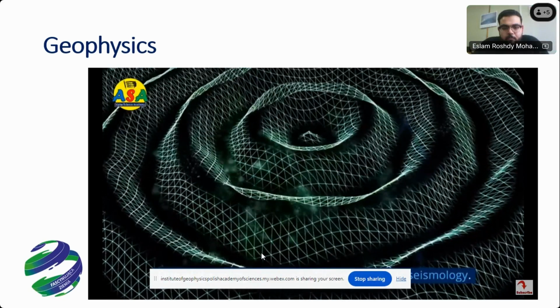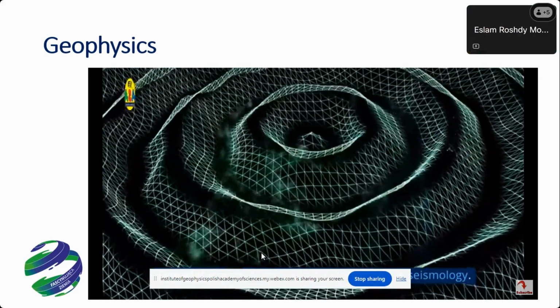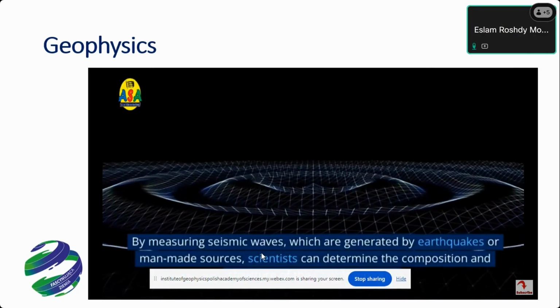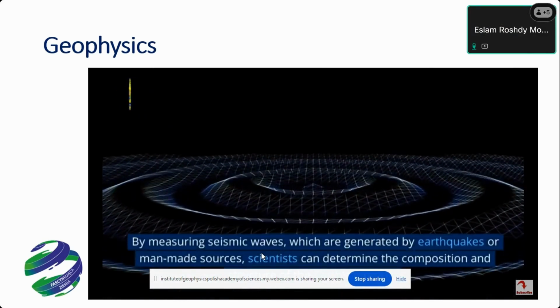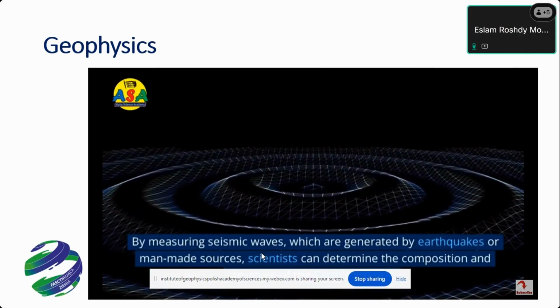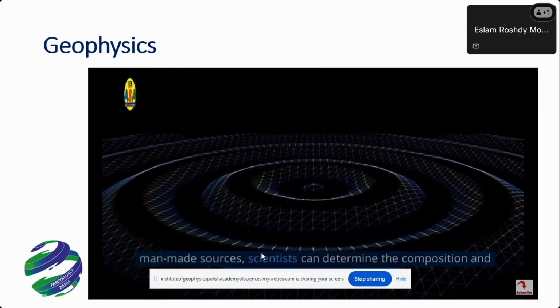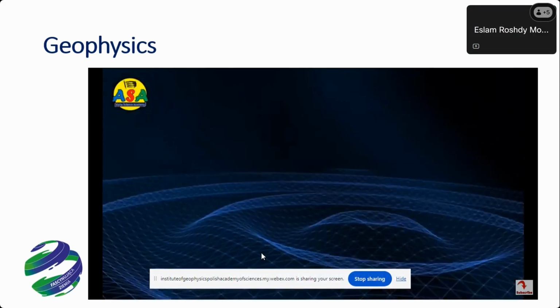One of the primary tools used in geophysics is seismology. By measuring seismic waves, which are generated by earthquakes or man-made sources, scientists can determine the composition and structure of the Earth's interior.